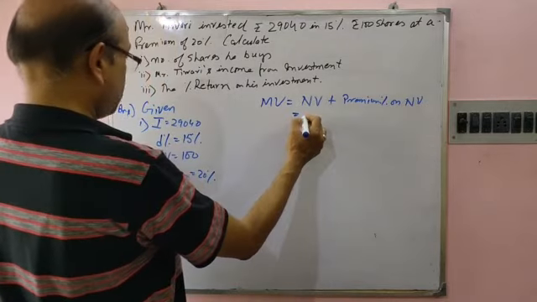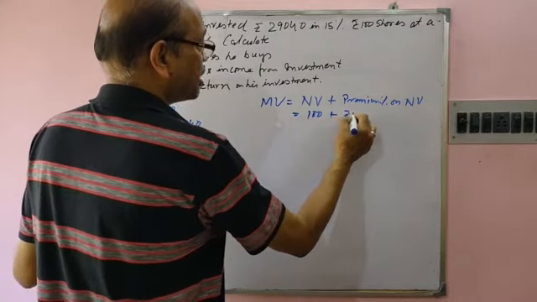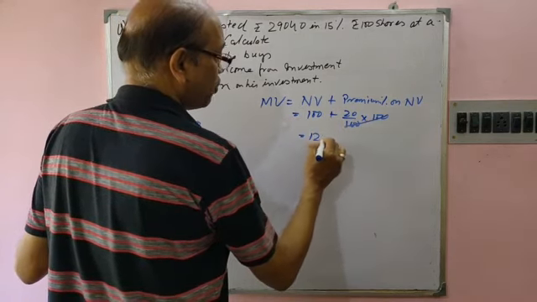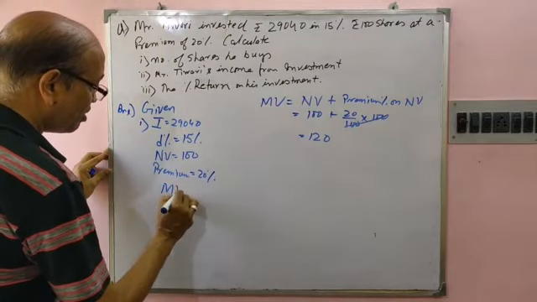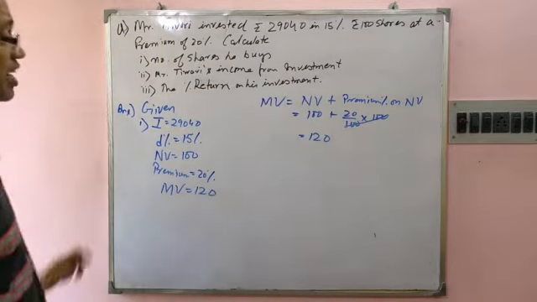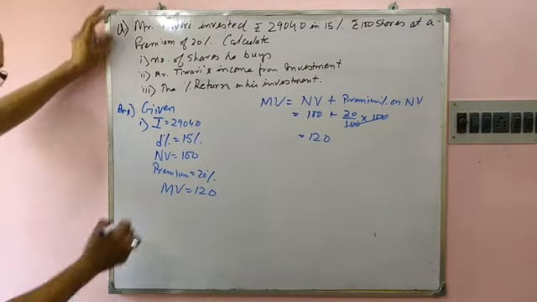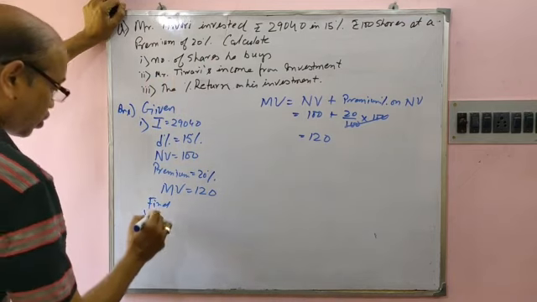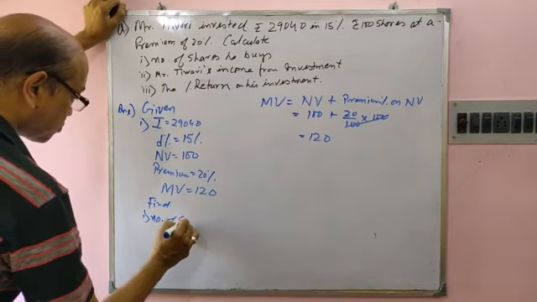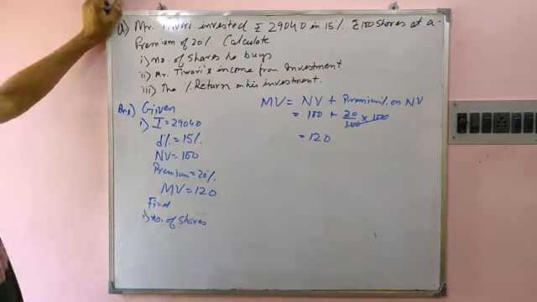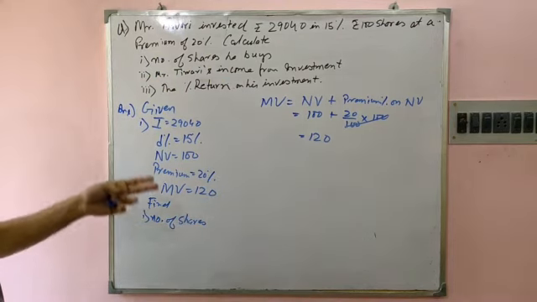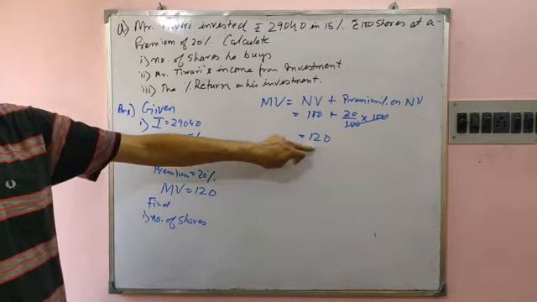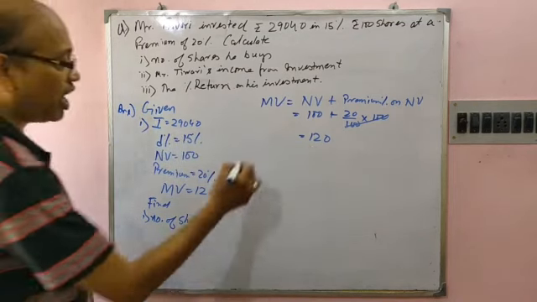So market value was 100, premium percent was 20% of nominal value 100. So the market value is 120. So from here we have got the market value 120. Now find number of shares. I can find the number of shares by the formula investment with market value, because we have always calculated the market value. Now I can use that formula.